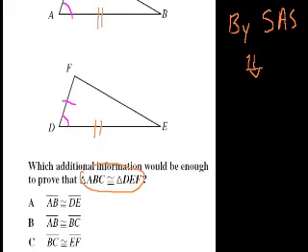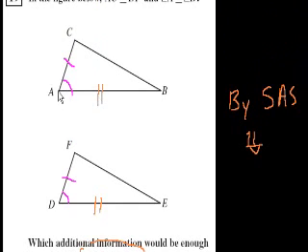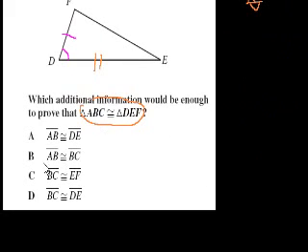AB is congruent to BC. Well, that's fine, but that doesn't tell us how AB relates to DE, so that's a useless statement. BC is congruent to EF.